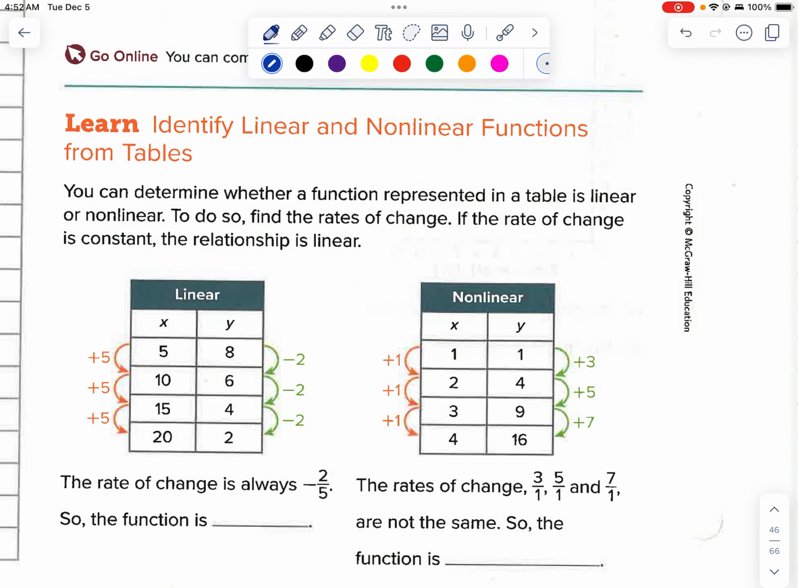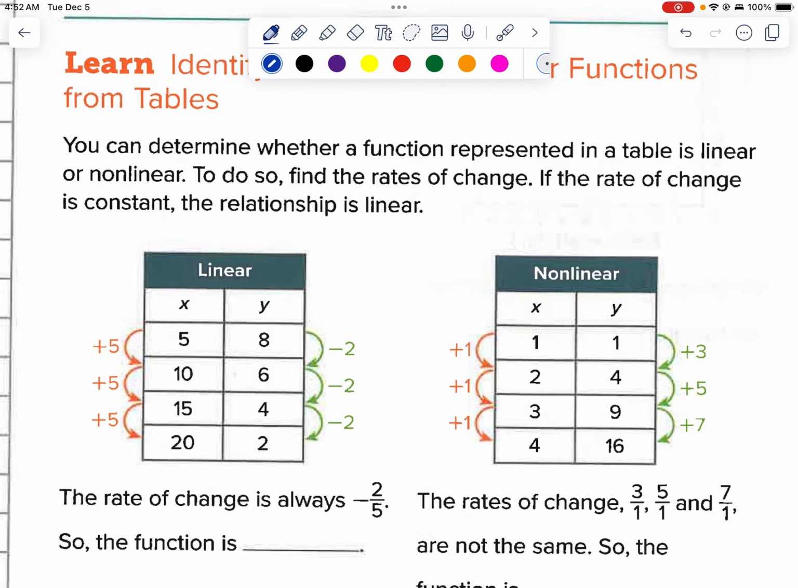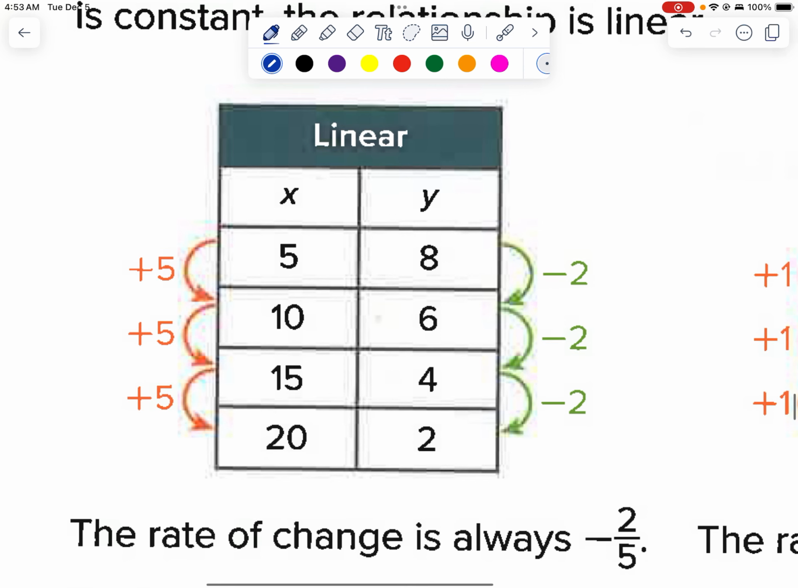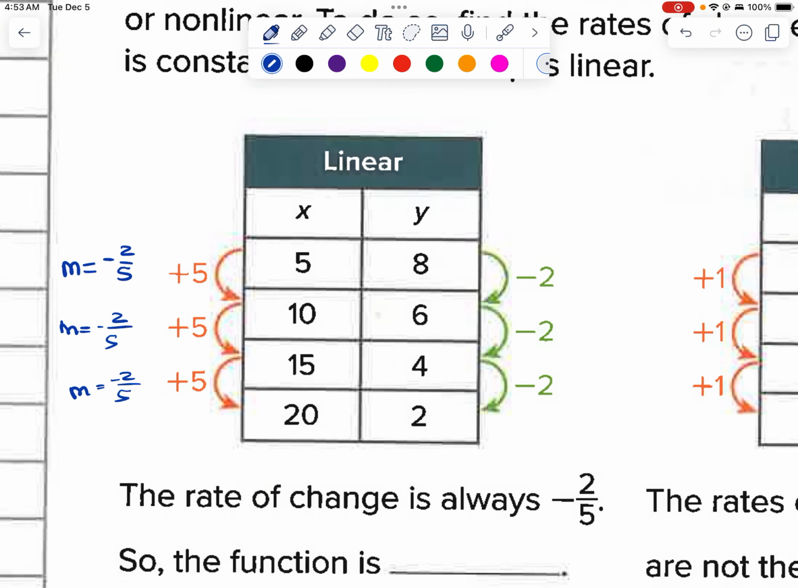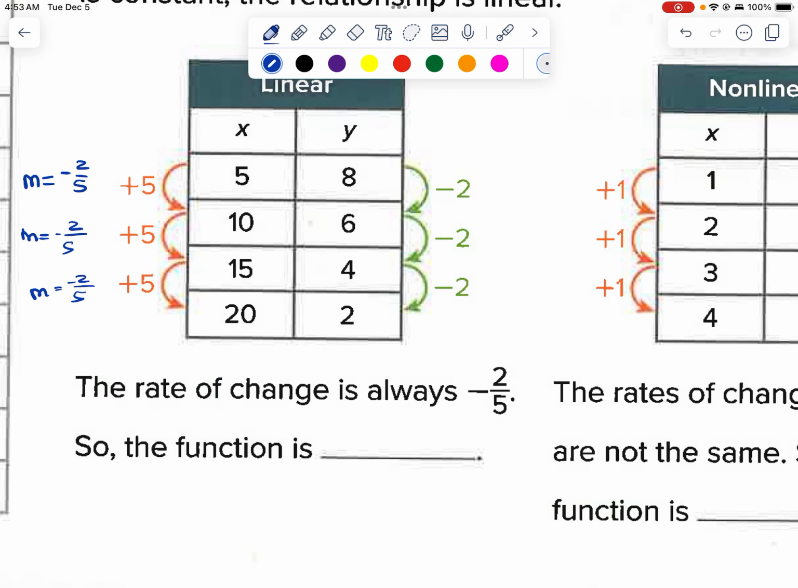You can determine whether a function represented in a table is linear or nonlinear. To do so, you find the rate of change. Okay, so I'm going to look at this one right here. If I was to find the slope of the first 2 points, it would be -2 over 5. Here, it would be -2 over 5. Here, it would be -2 over 5. Okay, the rate is always -2 over 5, so the function is linear.